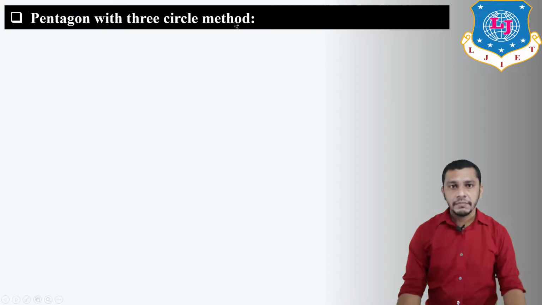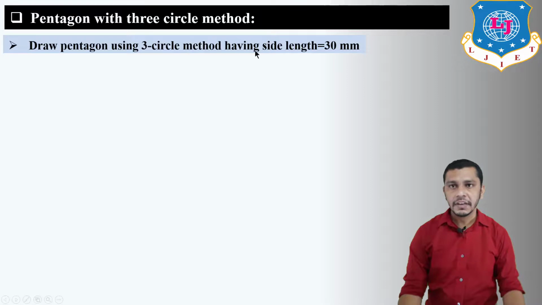Pentagon with the 3 circle method. So let us take an example. Draw a pentagon using the 3 circle method having side length 30 mm. Here we are not going to use the protractor. We will do it without using the protractor. So let's start. First of all, draw a line having length equal to 30 mm, line AB.